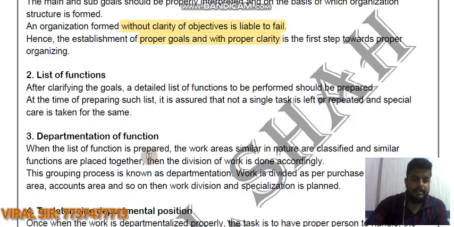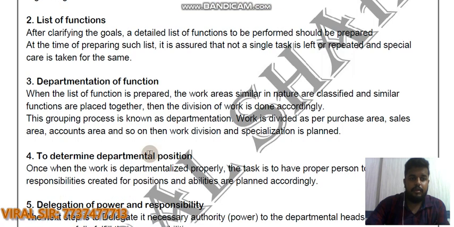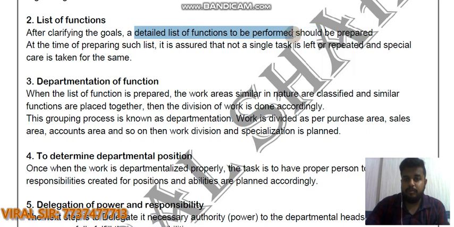The second step in this is the list of functions. After clarifying the goals, a detailed list of functions to be performed should be prepared. At the time of preparing such a list, it is assured that not a single task is left or repeated, and special care is taken for the same. Two things we need to see in this: a detailed list of functions to be performed.